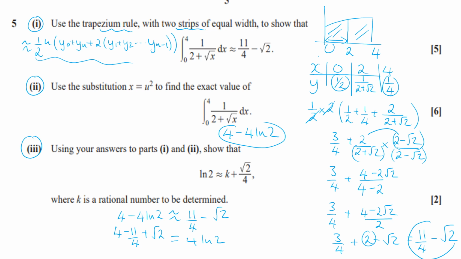So now just divide by 4, so that's going to be 4 over 4 minus 11 over 16 plus root 2 over 4, and 4 over 4 is 1 minus 11 over 16 plus root 2 over 4 is going to give me that my k is going to be 5 over 16.